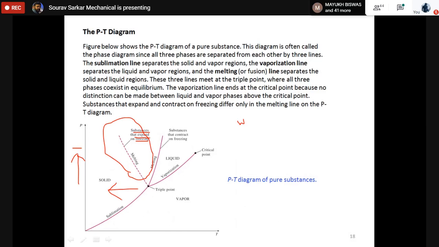So is it known to you that for water, if we increase the pressure, the melting point decreases? Yes, sir. Can you tell me the name of the experiment that you have done in your school life? Anyone? Tell me the name of the experiment that first time gave you that idea.